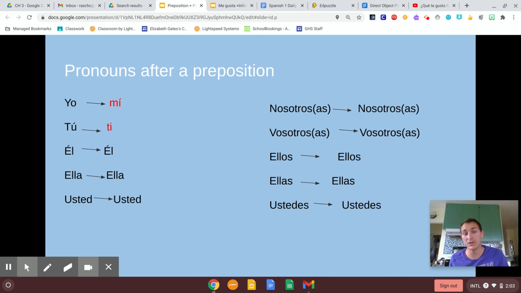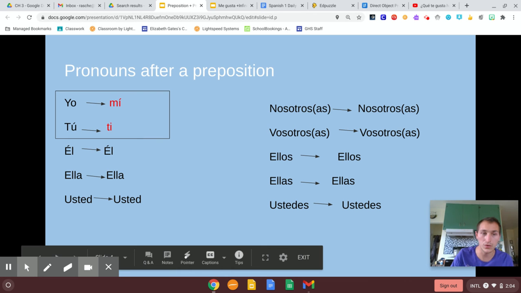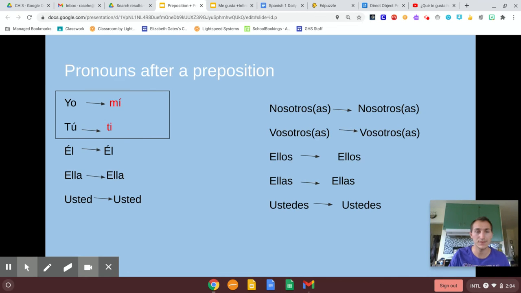So when you're doing pronouns after a preposition, they change. How many of them change? Let's see which ones change. Yo becomes mí. Tú becomes ti. Él stays the same. Ella, usted, nosotros, vosotros, ellos, ellas, ustedes, those all stay the same. The only two that change are yo becoming mí and tú becoming ti.